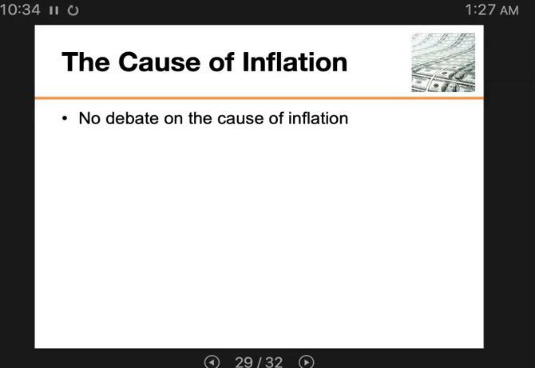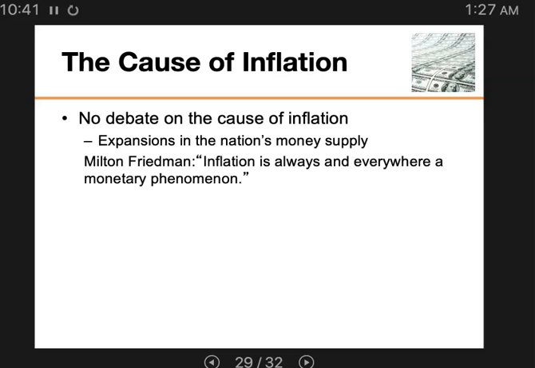There's no debate on the cause of inflation. Inflation is a continued rise in the general price level. Don't forget that. This definition helped us focus on the long-term price level changes. So inflation occurs when a nation's money supply increases too quickly. This is one of the no-debate points, right? Always and everywhere a monetary phenomenon. Milton Friedman said so, that expansions in the nation's money supply will cause inflation.